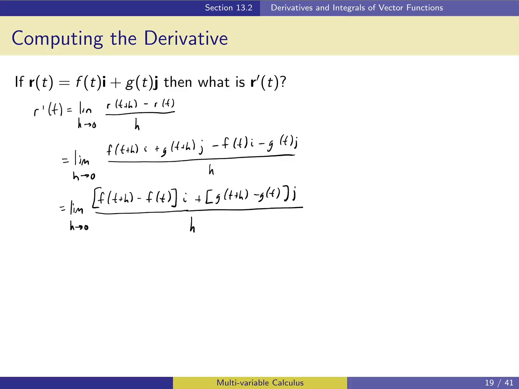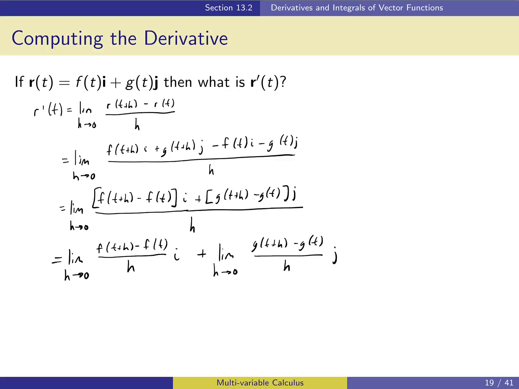Now that I've got this broken up into the i and j components, I'm actually going to break the limit into two separate limits. I'm allowed to do this by the sum rules of limits, so long as the limits actually exist. So here are the limits that this would break up into. It would break up into the limit of f of t plus h minus f of t over h, I'll put the i out to the side, plus the limit as h goes to 0 of g of t plus h minus g of t over h, and again I'll put the j out to the side.